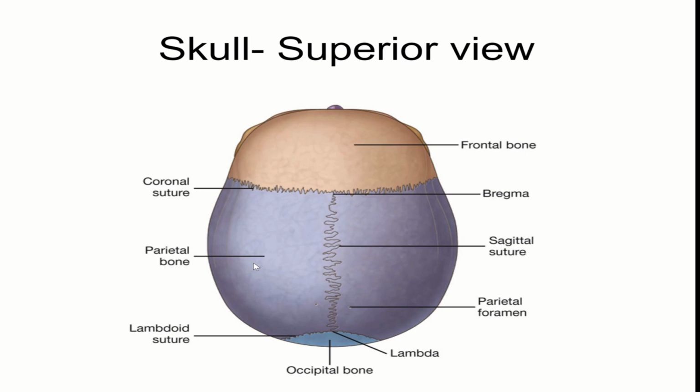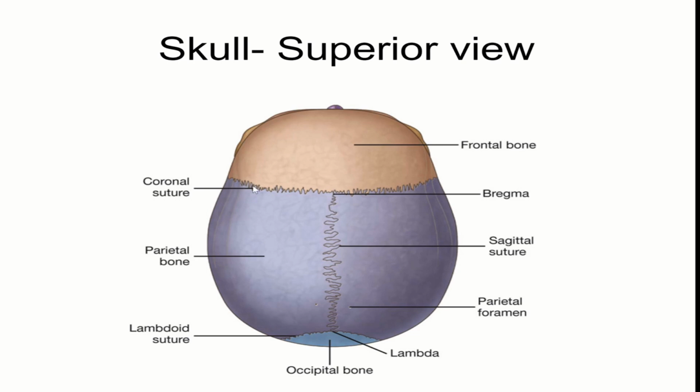And then we have the superior view. This you do have in your notes, and the reason for that is because this is where you're going to label the sutures. So the sutures, remember, are divisions between bones, and these are where the bones fused.